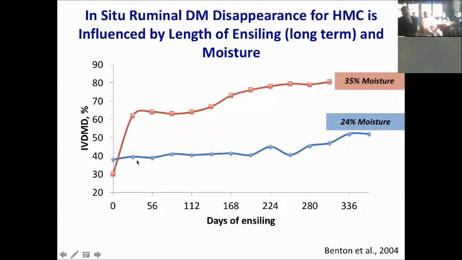What we saw in this study is that the trend over time in the silo was always positive, whether it was 24% moisture or 35% moisture. So that's the first take home: starch digestibility is increasing with time. But the second take home is that starch digestibility increases at a bigger rate when there's more moisture versus when there's less moisture. And this is a function of maturity.